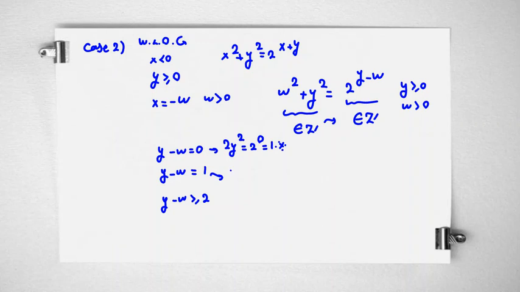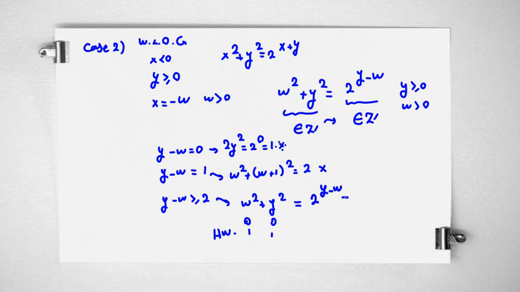Here it will be y equal to w plus 1, so w squared plus (w plus 1) squared equals 2. Here it is not possible again because one of them is odd, one of them is even. And if it is at least 2, so if you consider the remainder of w squared and y squared when divided by 4, we can prove that each of them is 0 or 1. Okay, you can do it as homework. Prove this, and then 2 to the y minus w is a multiple of 4. So we conclude that w and y should be even. So you divide both w and y by 2, then it will be (w over 2) squared plus (y over 2) squared equals 2 to the y minus w.